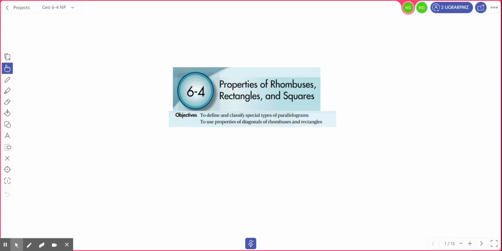Hello, this is lesson 6.4, and it's about the properties of rhombuses, rectangles, and squares. Our objective is to define and classify special types of parallelograms. Rectangles, rhombuses, and squares are all parallelograms, which means they have two pairs of parallel sides. And we're also going to look at the diagonals of those shapes.